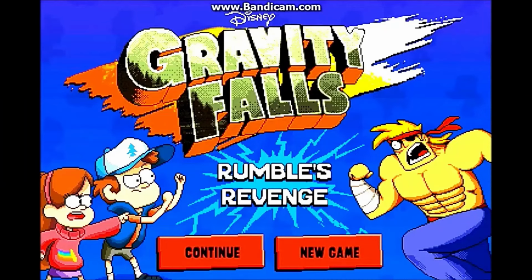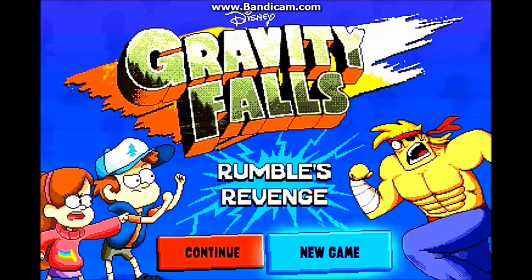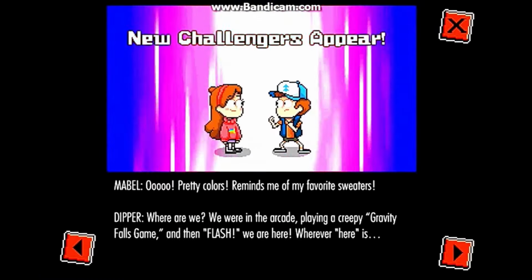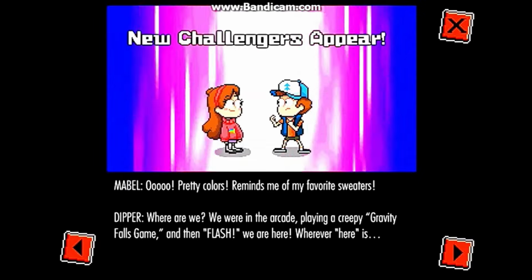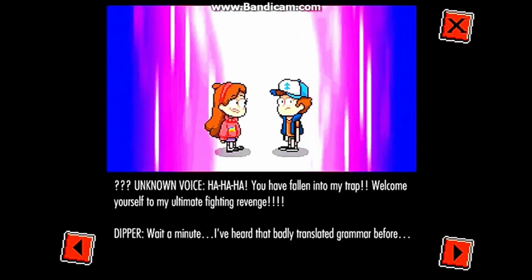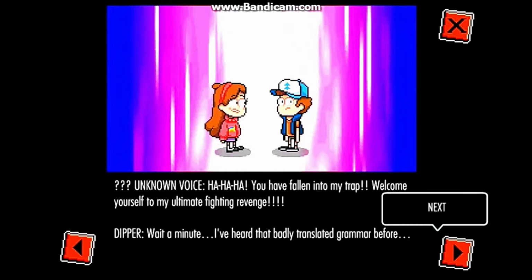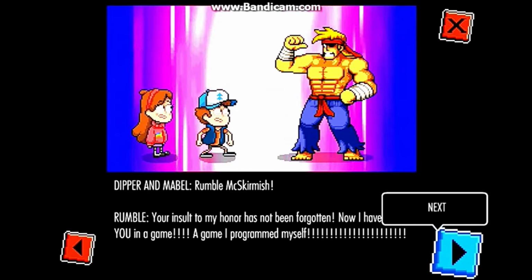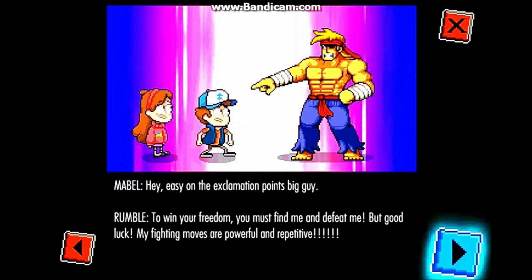Flash games. Gravity Falls has some neat flash games that were made by both official and fan creators, Rumble's Revenge being an example of one, a side-scroller game which involved Dipper and Mabel trying to escape the video game that they were placed in by Rumble McSkirmish. The objective was to beat all 4 levels and defeat Rumble at the end of the final level so they can escape the video game world.